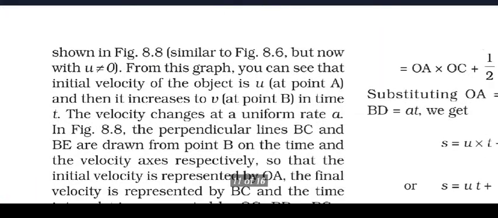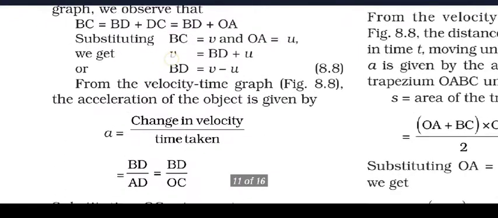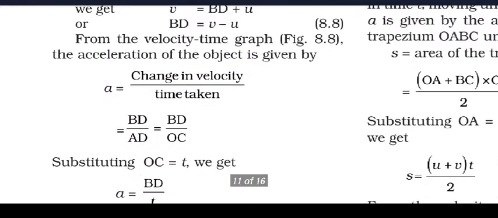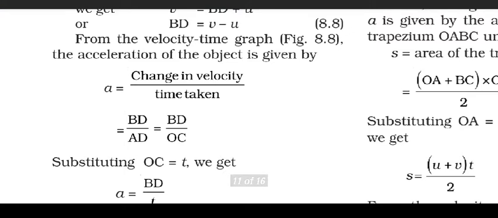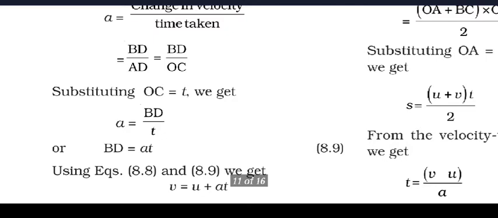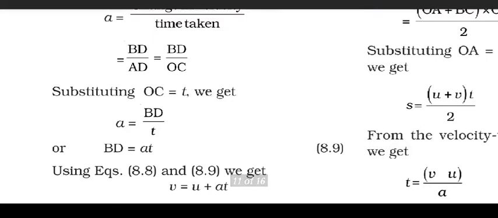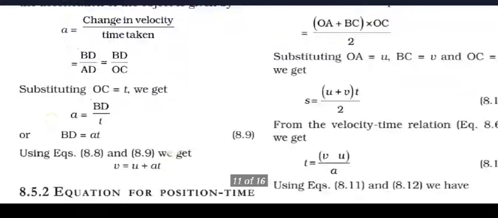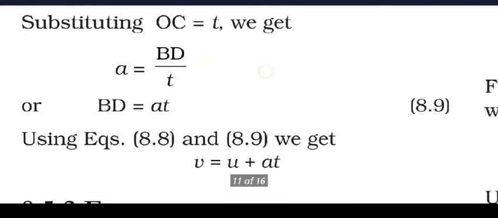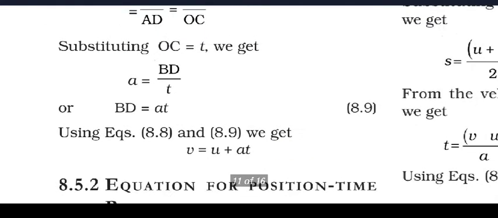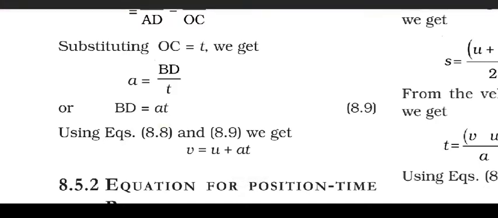According to the formula of acceleration, it is change in velocity upon time taken. I am doing the same thing here. Change in velocity is V minus U, which is BD, so we put BD here. And time taken is AD, so we put AD here. According to the graph, OC is parallel to AD and OC is equal to time, so AD will also be equal to time. That is why we place AD in the place of time taken.